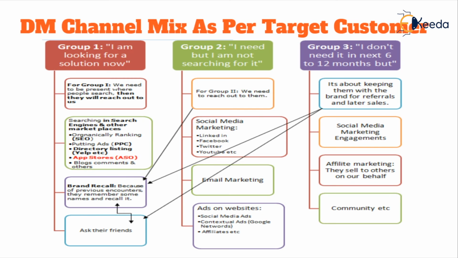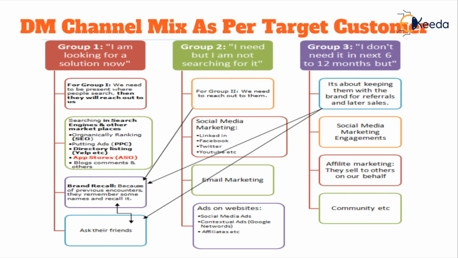Then you have your group 3 customers. They don't need the product, and in the next 6 to 12 months, they are clear that they are not going to buy. But it is possible that if they stay engaged with the brand, they might eventually end up buying themselves, or they might refer the brand to someone they know who needs it right now. So these are customers that are possible positive word of mouth creators for the brand, and can be engaged through, again, social media marketing as well as affiliate marketing, and they are the ones who can be part of a brand's community and be responsible for generating further brand awareness.